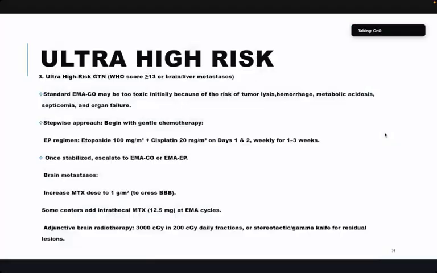And then in terms of the ultra high risk, which is a score of more than 13, you don't start with EMA-CO at first, because it may be too toxic, and it may cause tumor lysis, hemorrhage, metabolic acidosis, and organ failure. So what you do here is a stepwise approach. You start with gentle chemotherapy, which is your EP, etoposide and cisplatin, on day 1 and 2 for 1 to 3 weeks. And then once they are stable, you can escalate to either EMA-CO or EMA-EP.